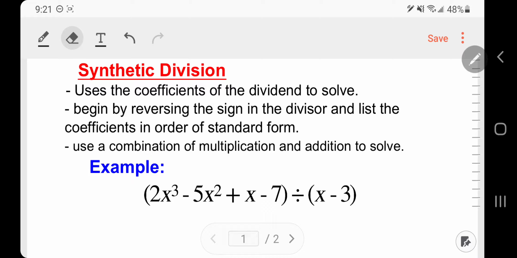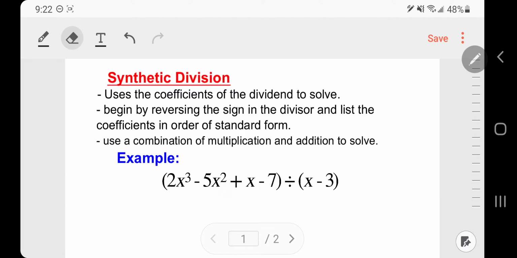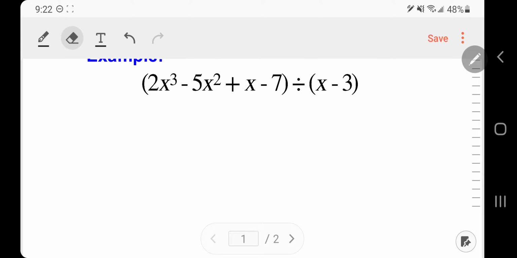Hey everyone. In this video, we're going to take a look at how to use synthetic division to divide a polynomial by a binomial. Now, synthetic division uses the coefficients of your dividend as well as reversing the sign of your divisor, or really using the root of your divisor to solve for our polynomial answer. All right, so you're going to use these coefficients and our root of our divisor. And then we're going to use a combination of multiplication and addition to solve for our final answer. All right, so let's take a look at this.